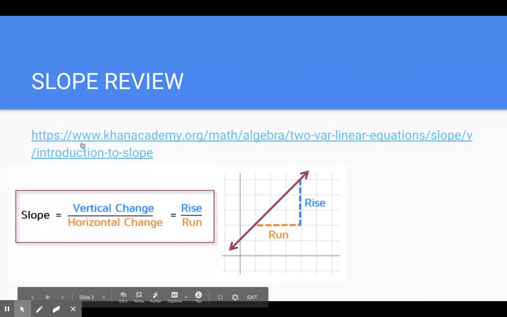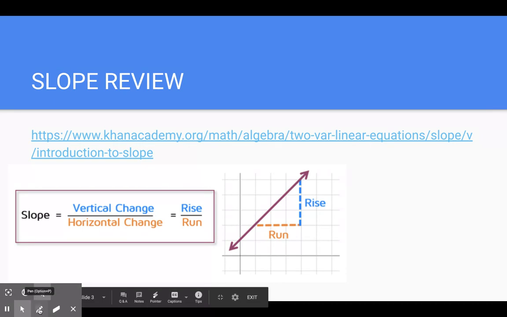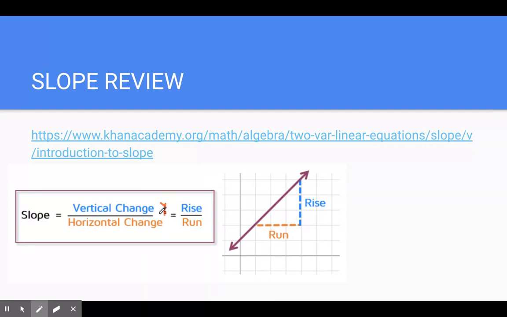Okay, so slope review. Here is a link to an additional video that you can watch to get some additional practice or refresh about slope. Slope is always the vertical change over the horizontal change. You can also say it's the change in y over the change in x. Sometimes it's commonly referred to as rise over run.